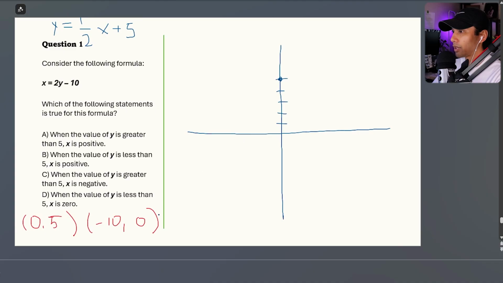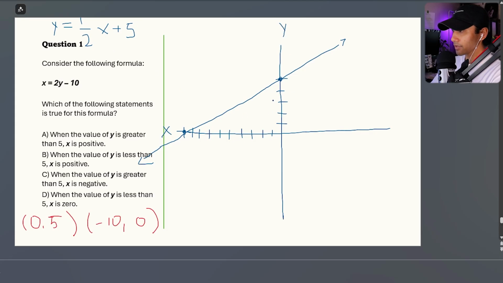And then we have negative 10, 0. So we're going to go 1, 2, 3, 4, 5, 6, 7, 8, 9, 10. Then we have this right here. So then now our line is going to be like this. Oh, I got it. Okay, perfect. And this is the x-axis and this is the y-axis.